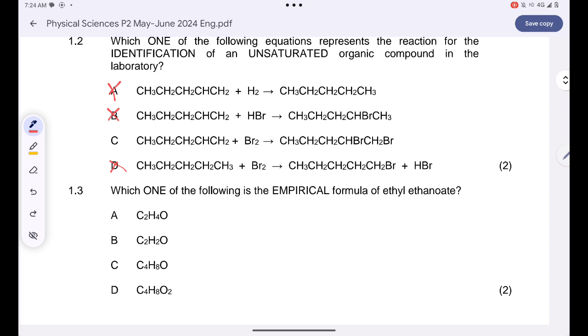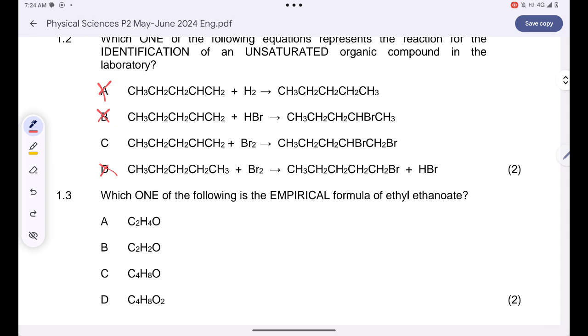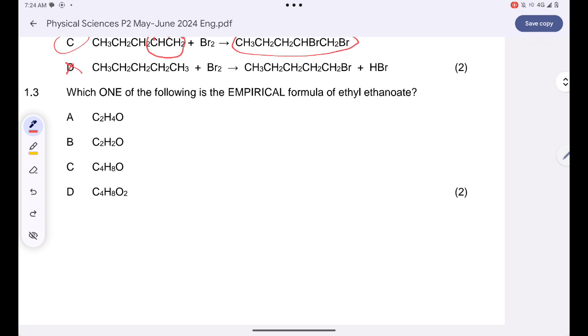Why? Because in a laboratory, whenever we take an unsaturated hydrocarbon and react it with bromine water, the first thing you will see with your naked eye is a color change. The reaction vessel will change into brown, and secondly, there will be an addition reaction. There were double bonds between these two carbons, but now they are no longer double bonds. We have two bromine atoms bonding to those carbons, and hence we end up having an addition reaction. So reaction C is the only correct answer.